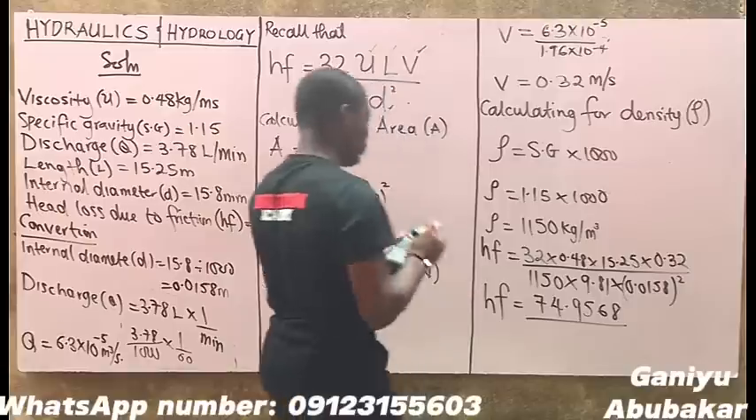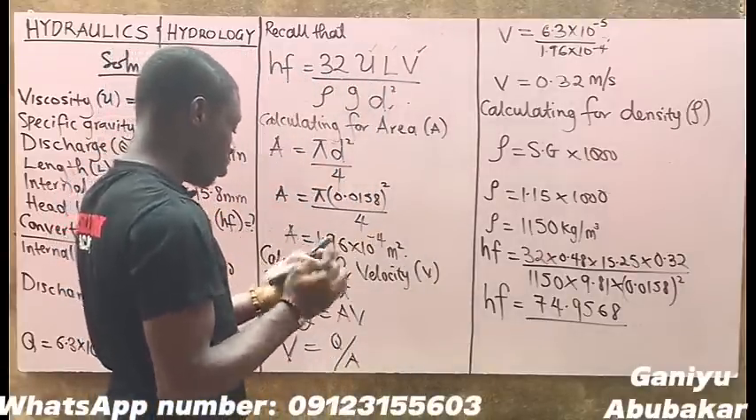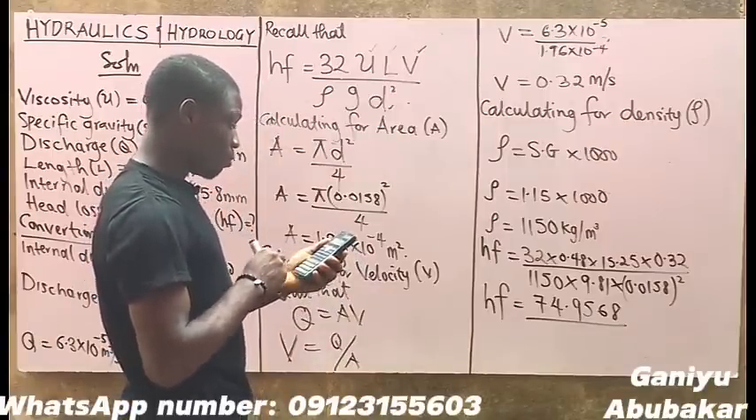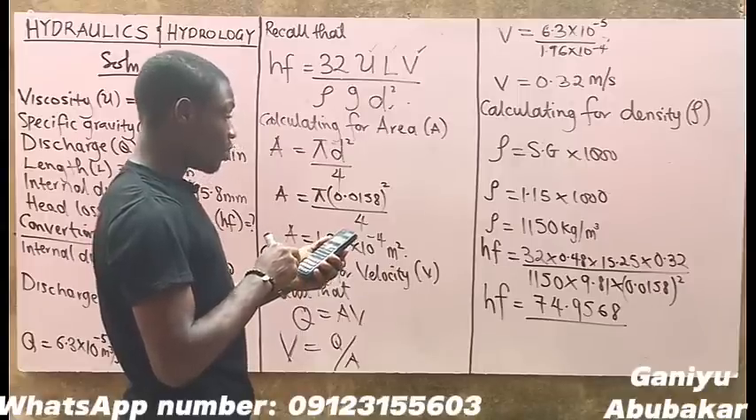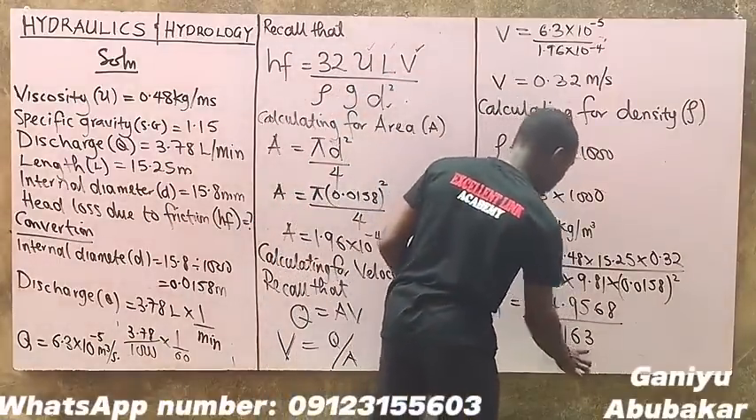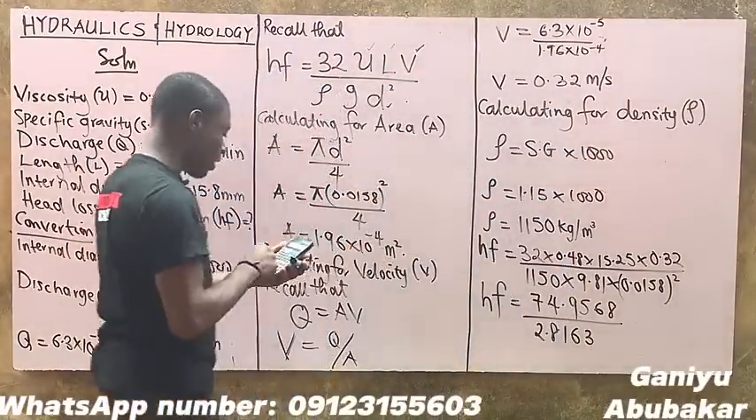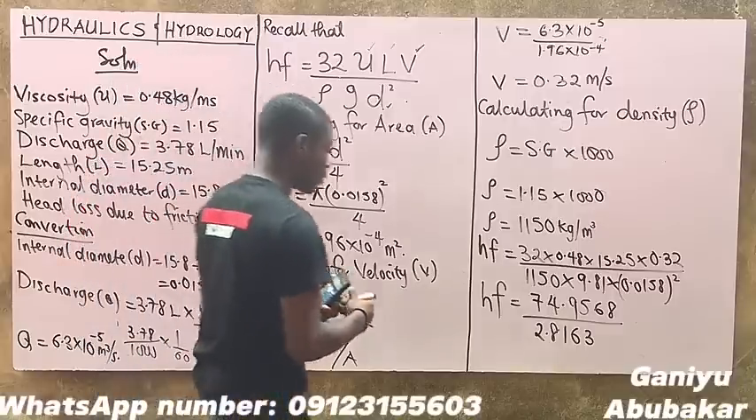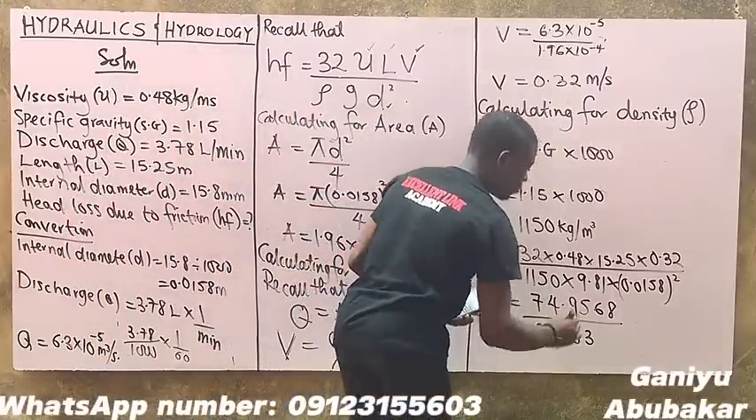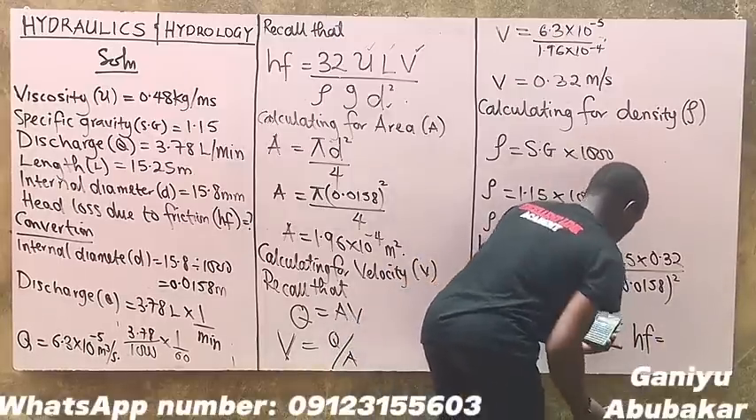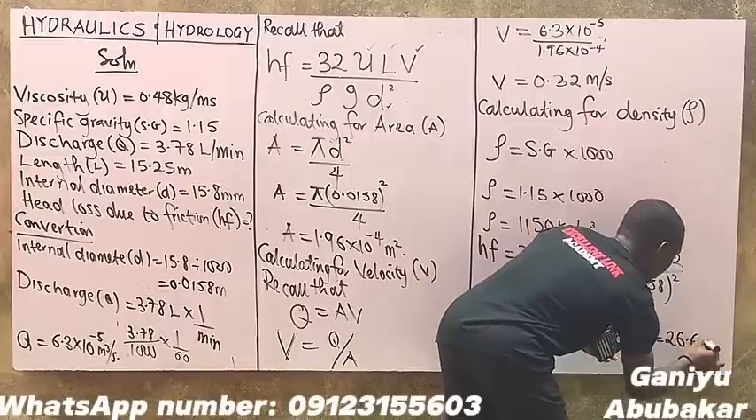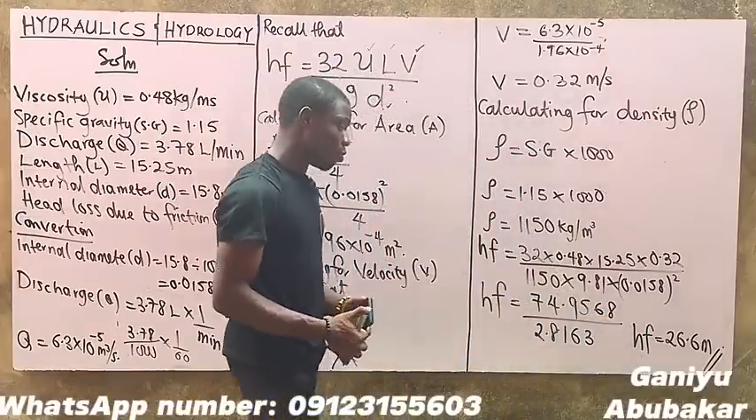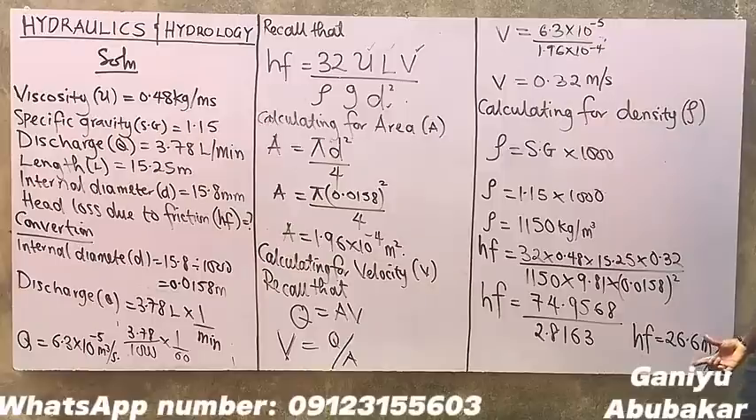Divided by the denominator there. So I have 1150 multiplied by 9.81 multiplied by 0.0158 squared. Multiplying the denominator, I have this value here. Simply divide the numerator by the denominator, and I'll have my head loss HF. HF is equal to 26.6 in meter, please. In meter. So this is the value we are looking for, HF.